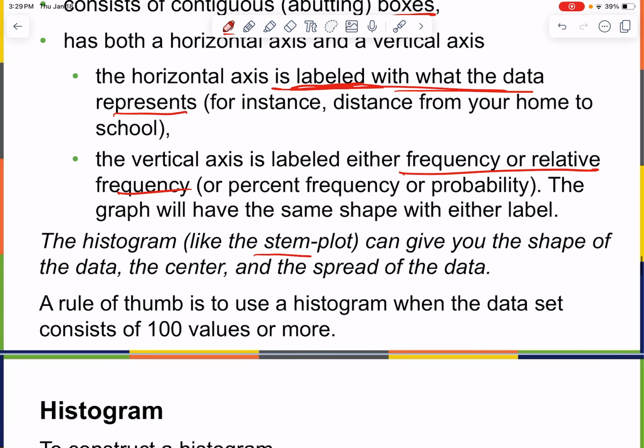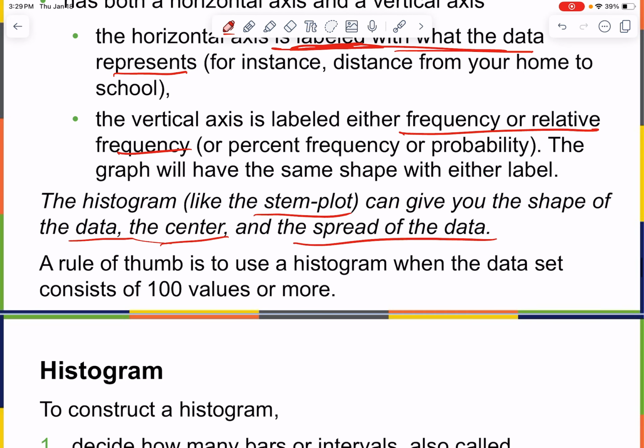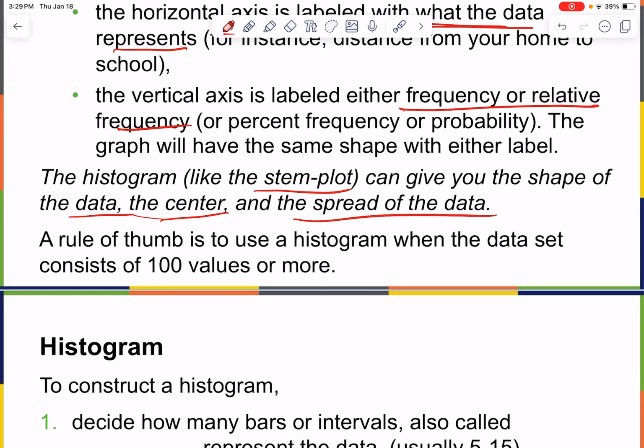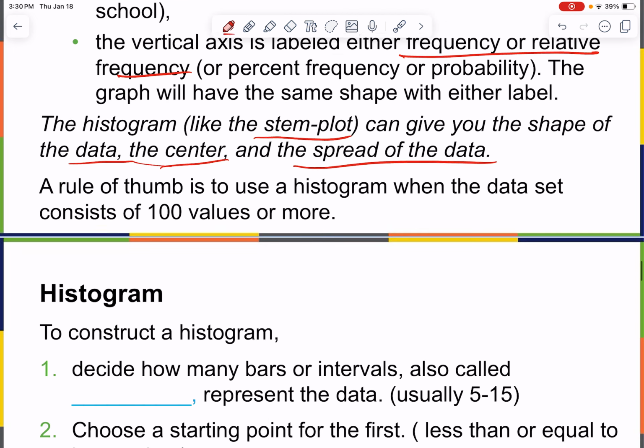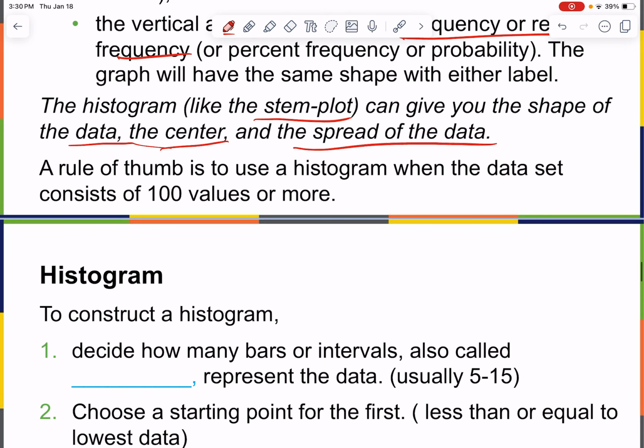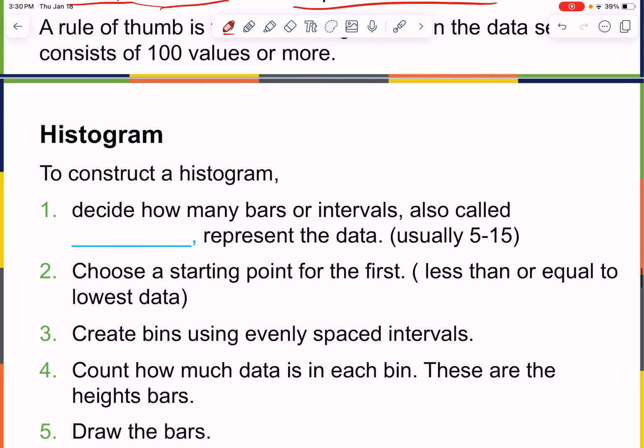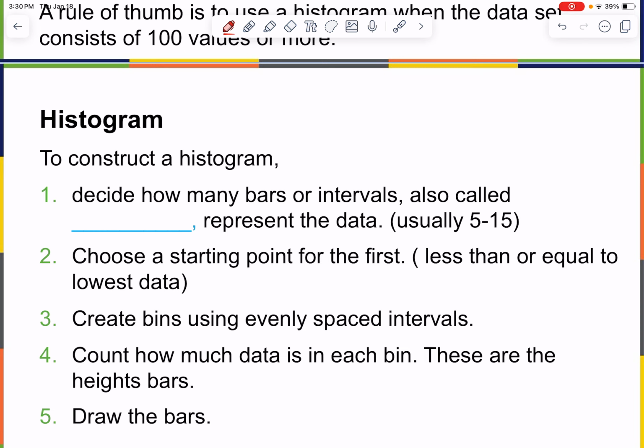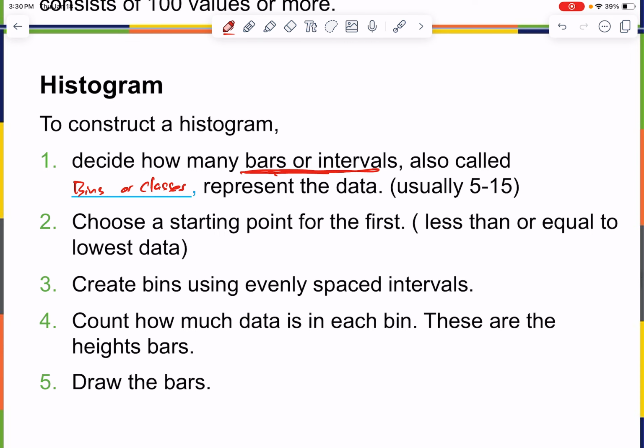The histogram, like a stem and leaf plot, gives you an idea of the shape of the data, the center and the spread of the data, how distributed it is. A good rule of thumb is to use a histogram when you have more than 100 data points. Okay, to construct a histogram, here's what you do. First, you need to decide how many bars or intervals you're going to do. These intervals are also called bins or classes. And how many are you going to use to represent the data? Okay, so after we do that, we need to choose a starting point, less than or equal to the lowest data.